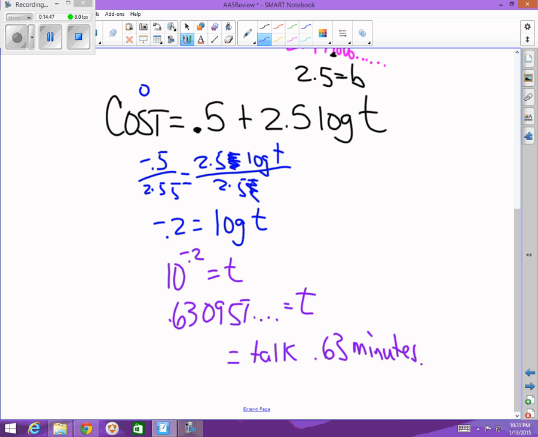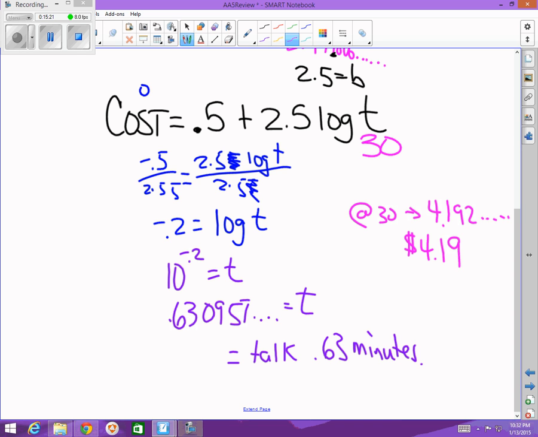Then it says use your equation to predict the cost of a 30-minute call. So then you would have to put a 30 right there, and then take out your handy dandy calculator and compute 0.5 plus 2.5 log 30. And when t is 30, you will get 4.192 and stuff. So that's $4.19.